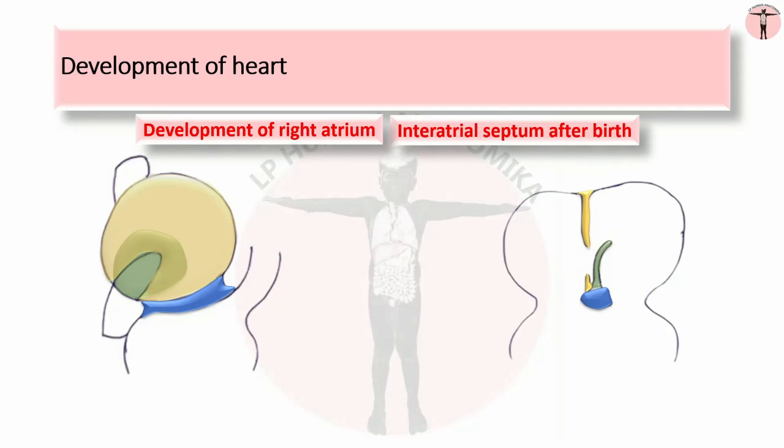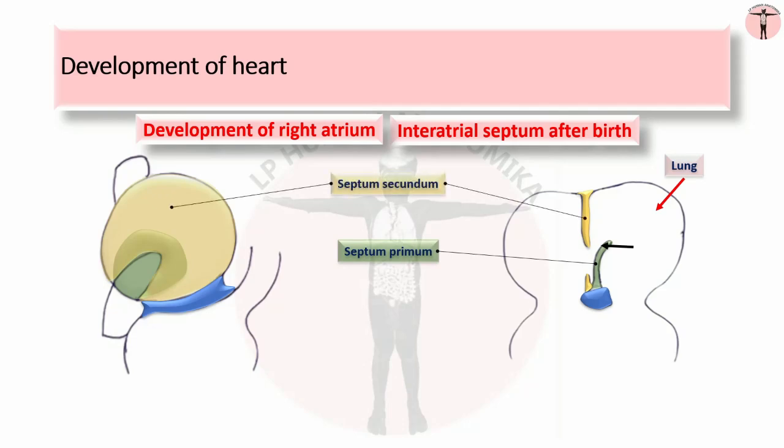After birth, in the normal development, when lung circulation begins and pressure in the left atrium increases, the valve of the oval foramen is pressed against the septum secundum and fuses with it, obliterating the foramen ovale and separating the right and left atrium. The two atria thus are separated from each other.